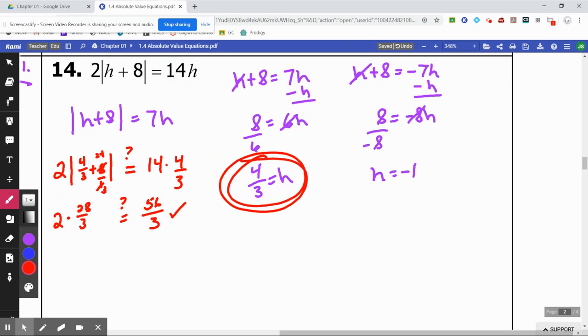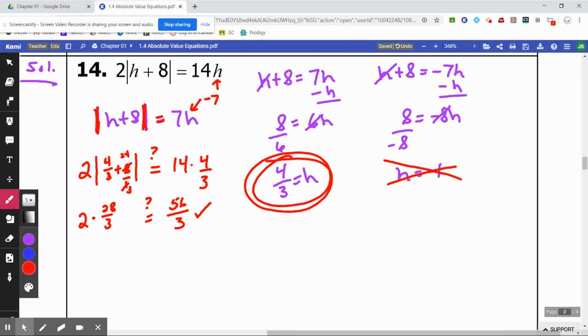Now let's try negative 1, and this is going to be quick because when I plug in a negative 1, and you can plug it in up here either place, I have absolute value is equal to, plugging in, gives me negative 7 over here. Absolute value can never be negative, so there is no way that negative 1 is a solution.